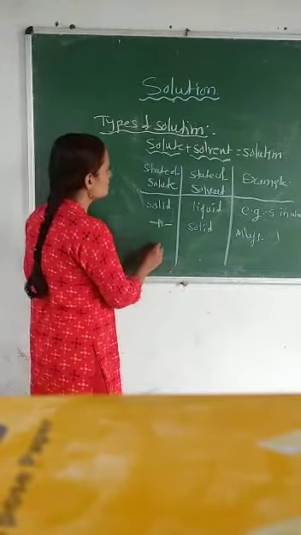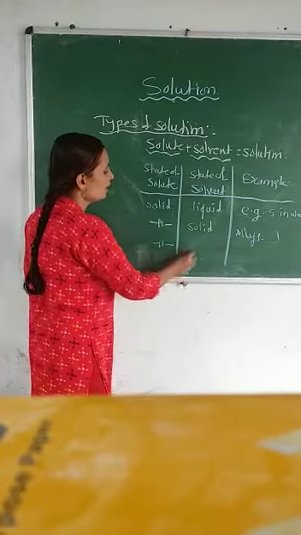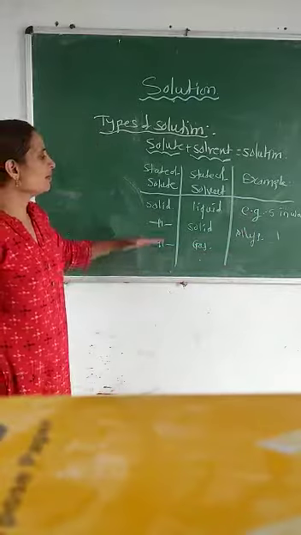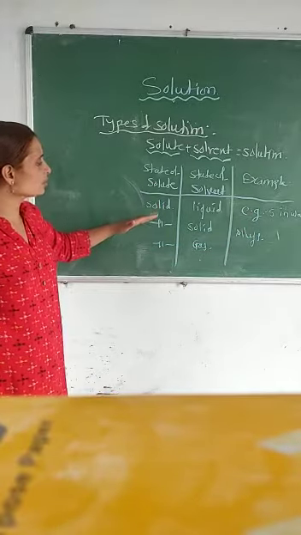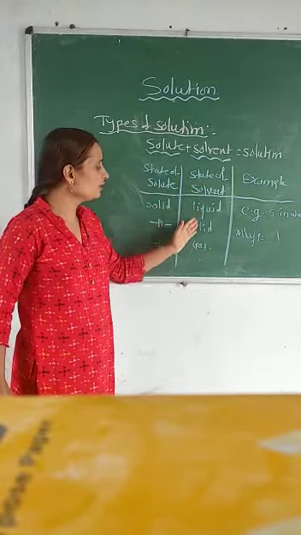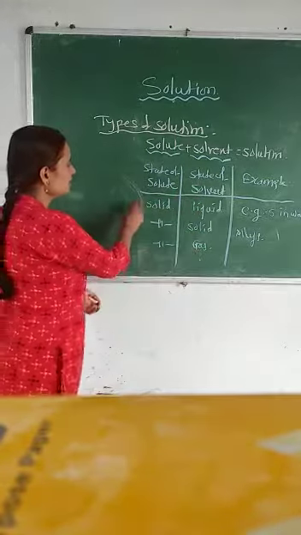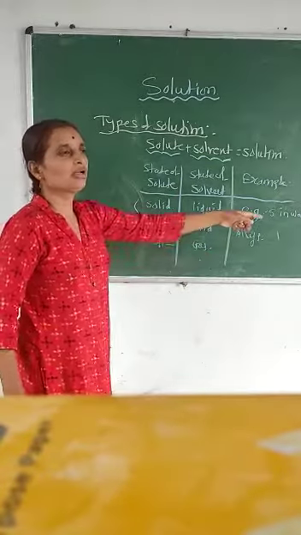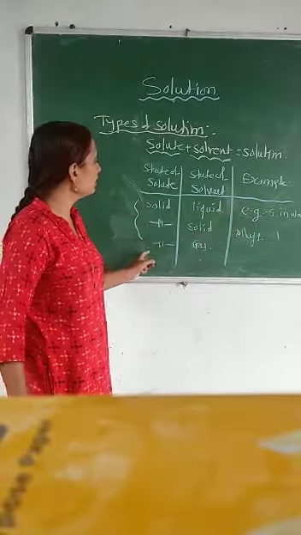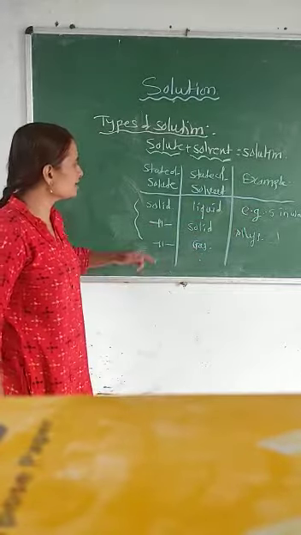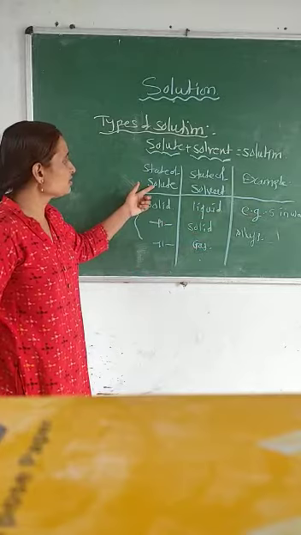Then the solute can be solid and the solvent a gas, for example iodine in air. So for solid solute, the solvent can be liquid, solid or gas. Then for liquid solute: liquid in liquid, such as alcohol or ethanol in water, liquid in solid, and liquid in gas. These are six types. Then the next state of solute is gas.